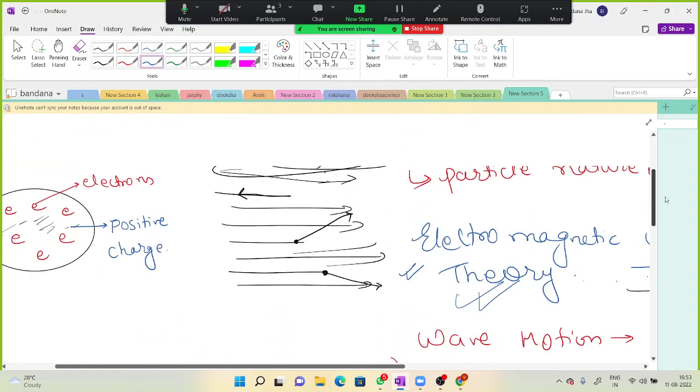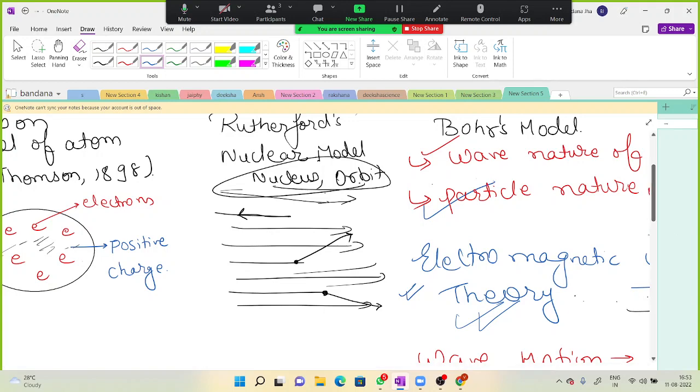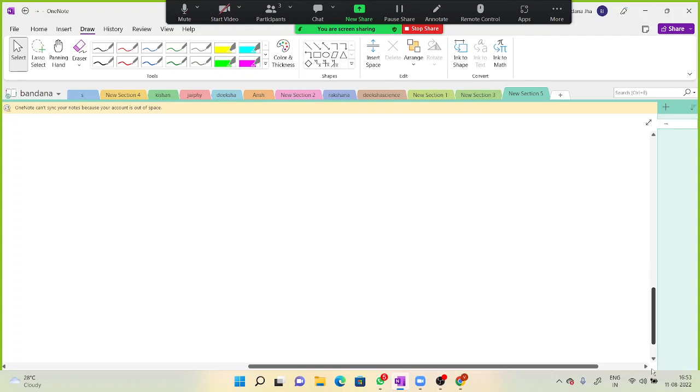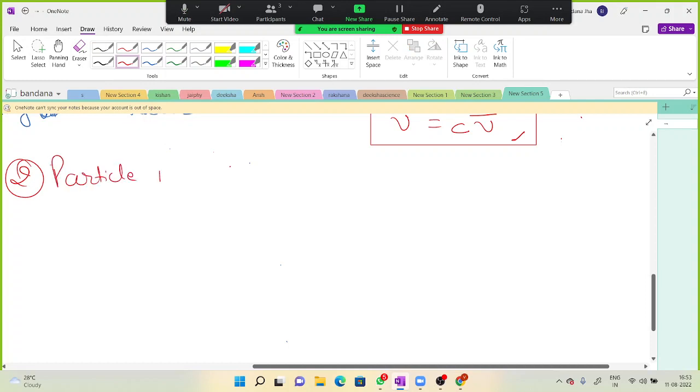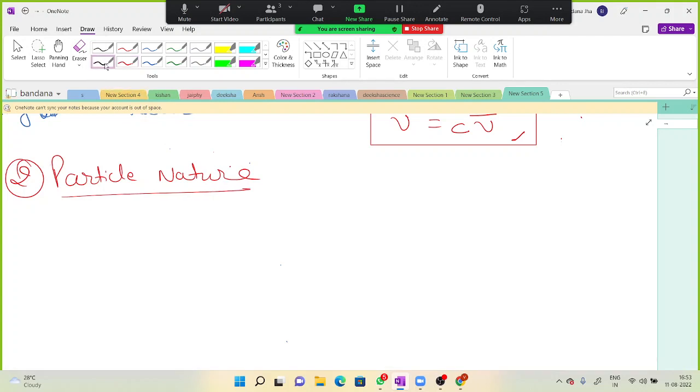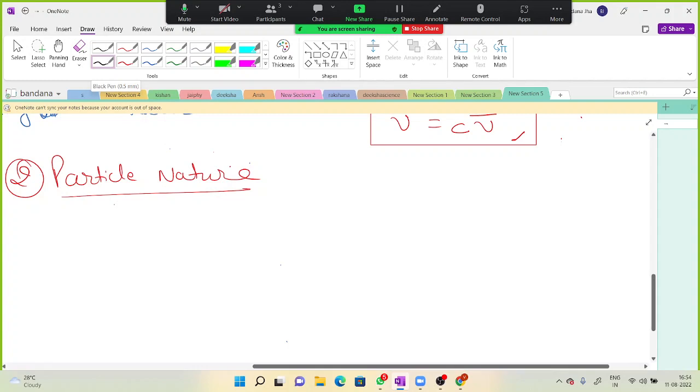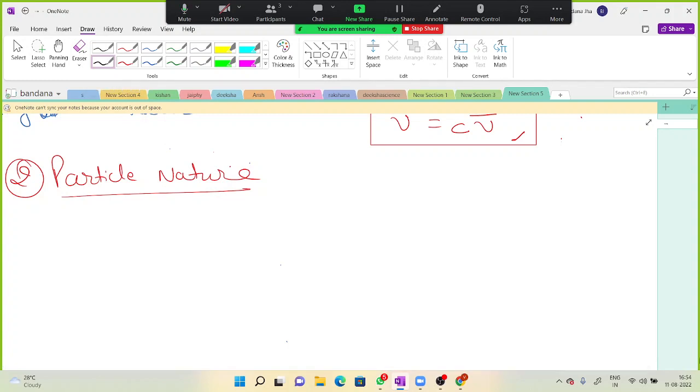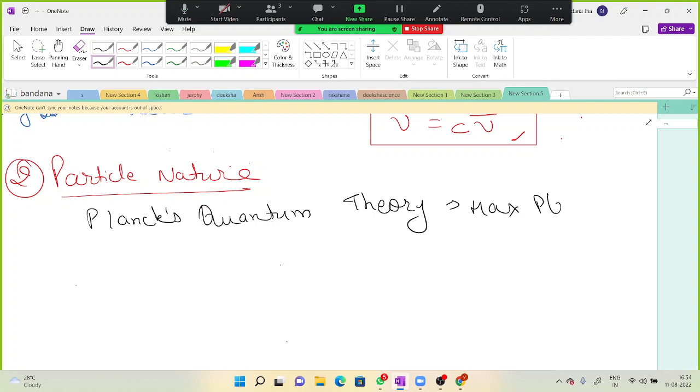Now we have studied the wave nature. The next part is the particle nature of electromagnetic waves. Let's start. The second point, particle nature. The particle nature was given by Planck's quantum theory, given by Max Planck in the year 1900.